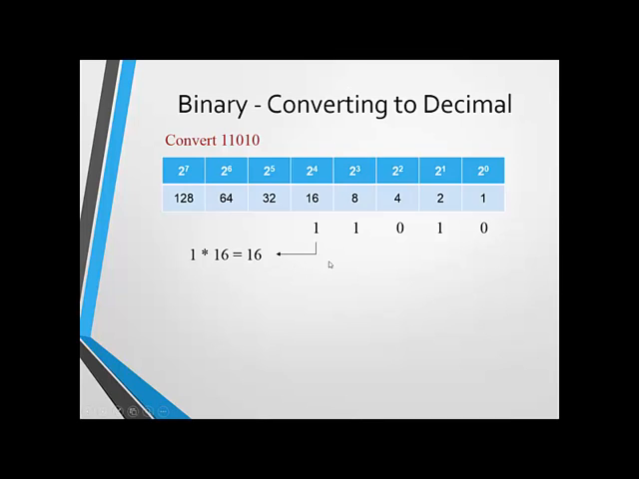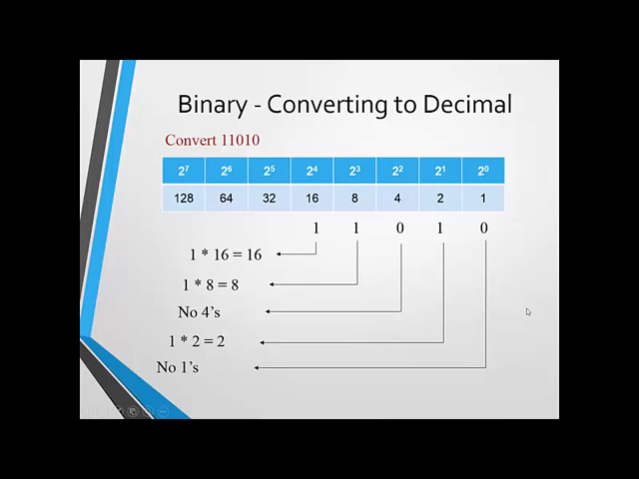Now I have the 16 turned on. I have the 8-bit turned on, which gives me a value of 8. I have no 4s in this situation. I have the 2-bit turned on, giving me a value of 2, and I have no 1s. The 1-bit is turned off. So again, I'm going to add up the value of all of the bits that are turned on. 16 plus 8 plus 2 equals 26. Binary 11010 is equivalent to decimal 26.